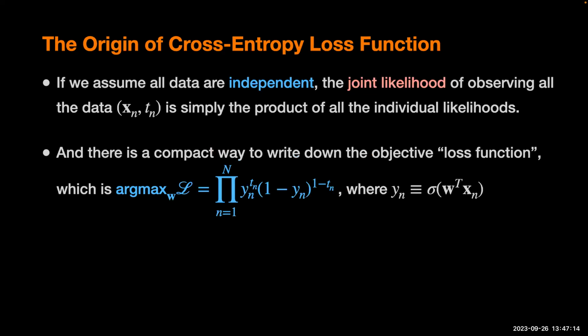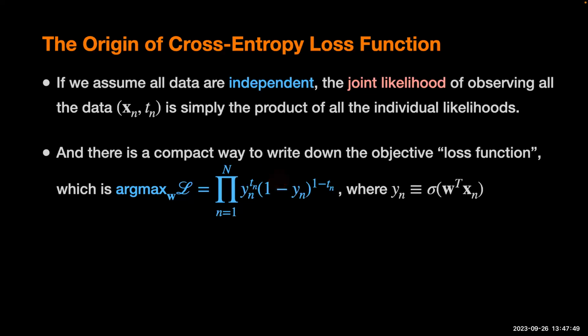There is a very compact form to write down the joint likelihood. Remember we say if Tn takes the value of 1, I will take the value of Yn. If Tn is equal to 0, I will take the value of 1 minus Yn. So I can write it in this very compact form, because if Tn is equal to 1, then the term on the right-hand side drops, so I just have Yn. If Tn is equal to 0, then the first term drops, and I have 1 minus Yn.